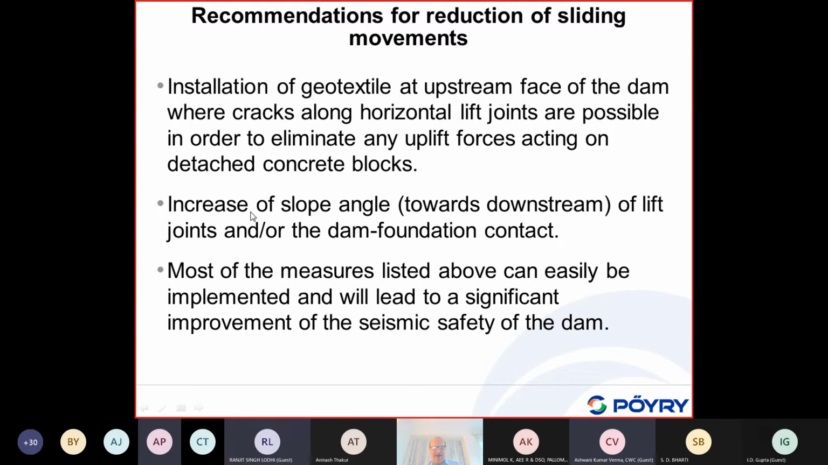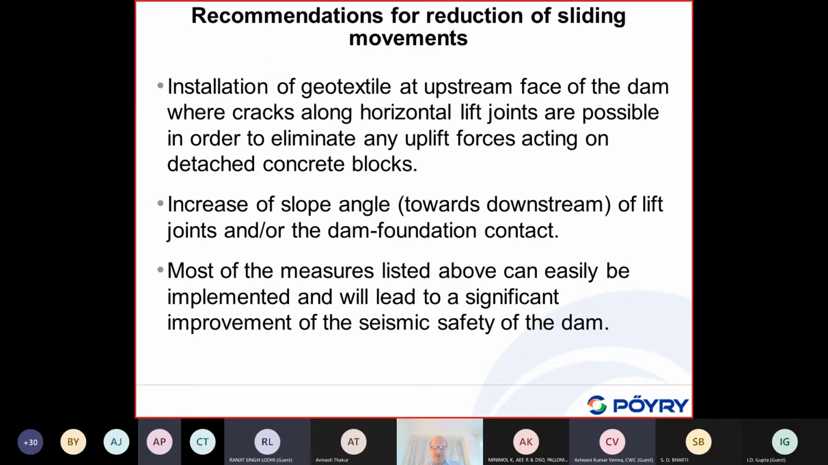The next point would be, one could also increase the slope angle towards downstream of lift joints. Usually it is not being done, but we could do that in concreting, to have the lifts not horizontal, but slightly inclined towards the upstream. That is equivalent to increasing the friction angle. The friction angle would be increased by the slope angle if you would not put it horizontally.